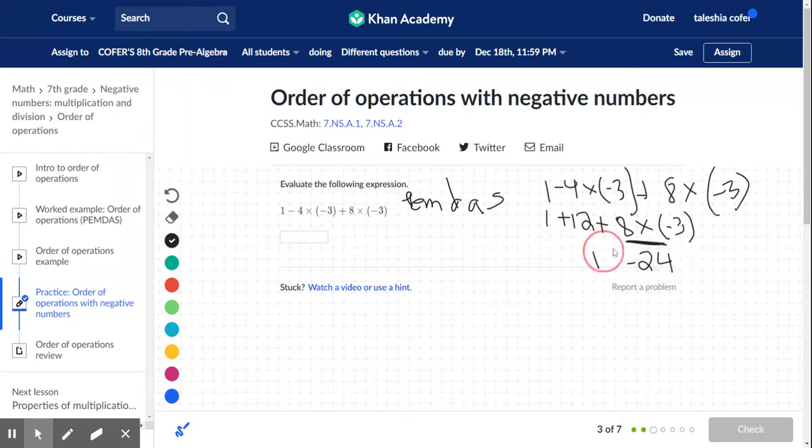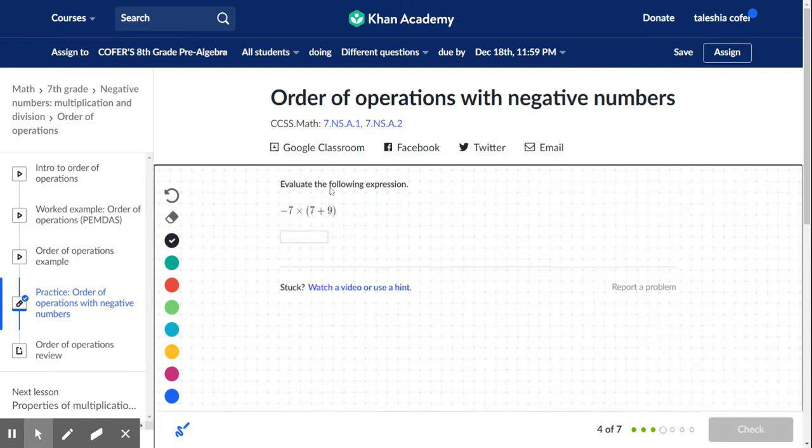But I still have a 12 and also a positive 1. Now all I'm left with is addition and subtraction, so I can just go straight across left to right. 1 plus 12 is 13, and now I still have my minus 24. 13 and 24 are different signs. My 13 is positive, my 24 is negative. So I subtract and take the sign of the larger number. 24 minus 13 gives me an 11. Because my 24 is larger, the answer is a negative 11.